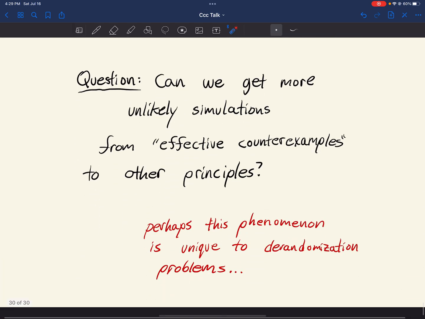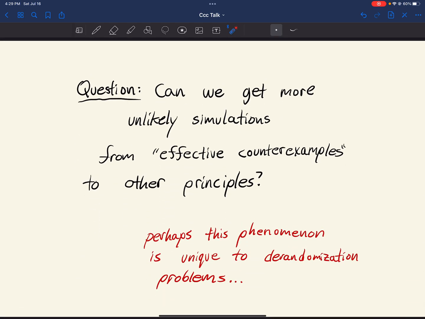That's the end of the main results that I'll present here. The natural question that arises from this is whether there is a way to get more of these unlikely simulations from effective counterexamples to other principles. Can we look at some other TFNP principle, like the Pigeonhole Principle but a different one, and find a way to show that if we had an effective counterexample to this, we could get some unlikely simulation of general machines with a restriction in some resource or another?